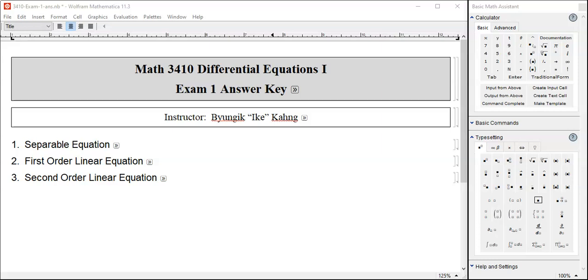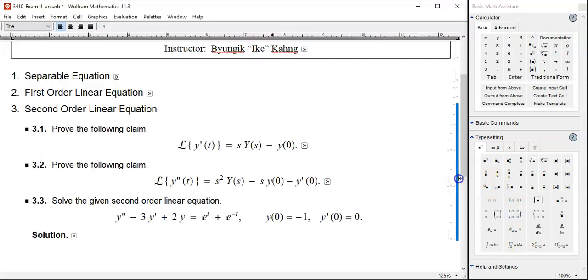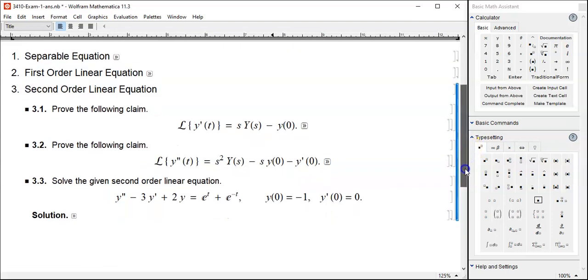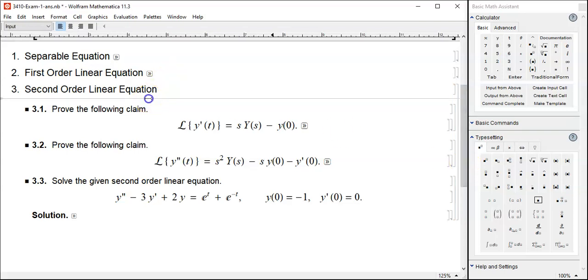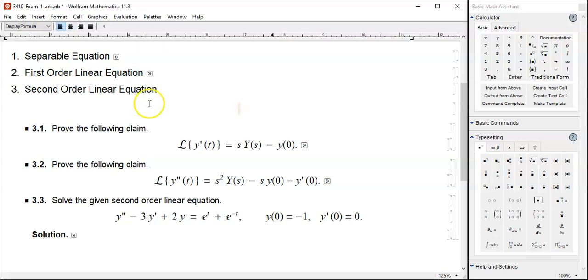Let's go to problem number 3. Second order linear differential equation. There, I wrote 2 proof problems about Laplace transform. And of course, you gotta know the definition of Laplace transform for that. And what is the definition of Laplace transform?